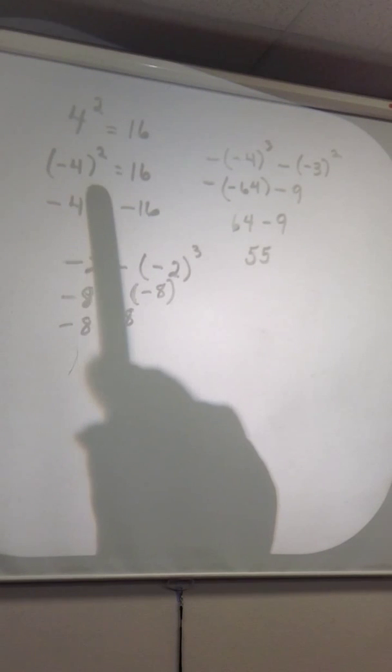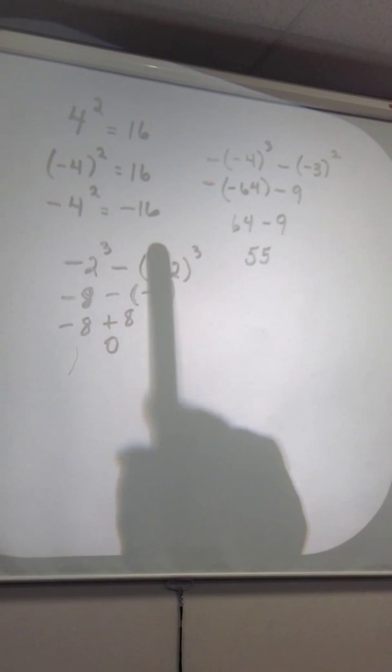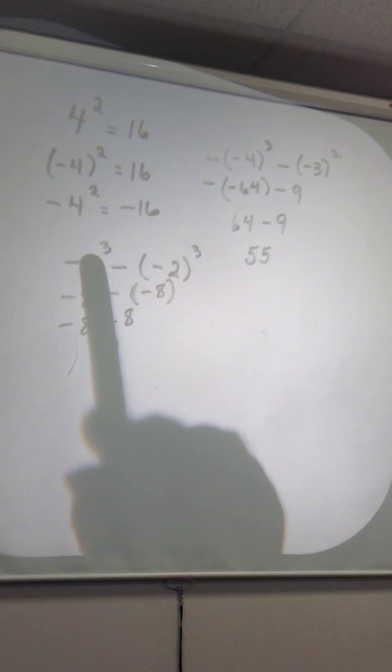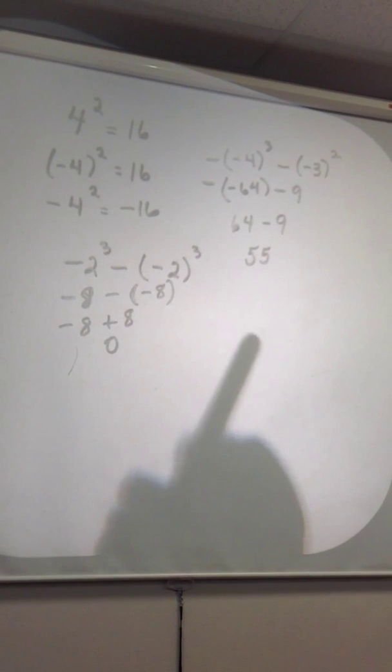So if you're squared, it's -4 times -4, and the product of two negative numbers is positive. But cubed is a negative times a negative times a negative. That's 3 negatives, which makes us negative. Okay, let's do one more.